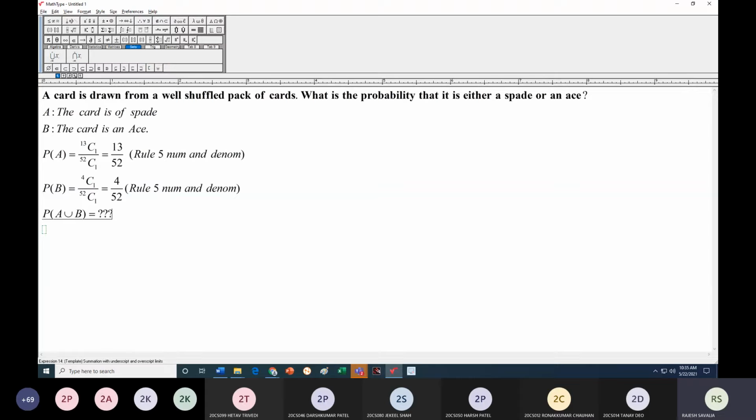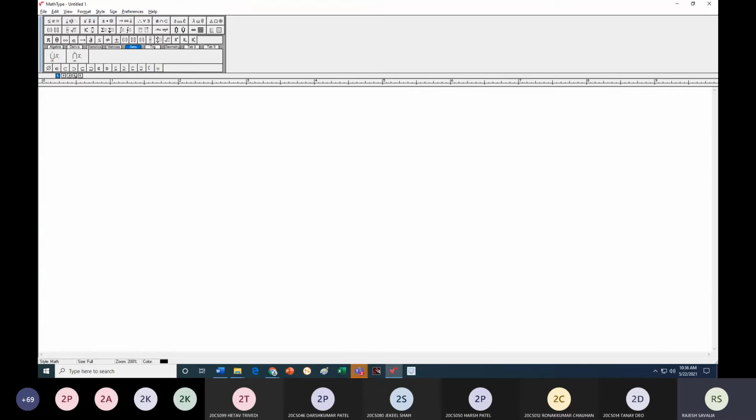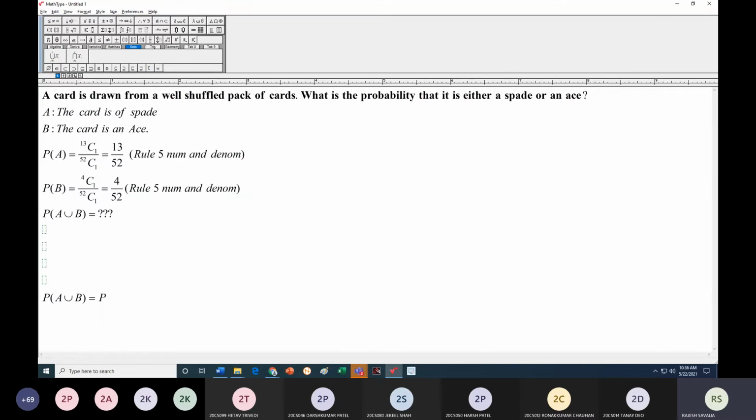Now, next question. What is the formula for probability of A union B? Probability of A plus probability of B minus probability of A intersection B. Am I right or wrong? We have P of A, we have P of B, but right now we do not have P of A intersection B. So let us find out P of A intersection B. What is A intersection B? That card must be of spade and ace both.